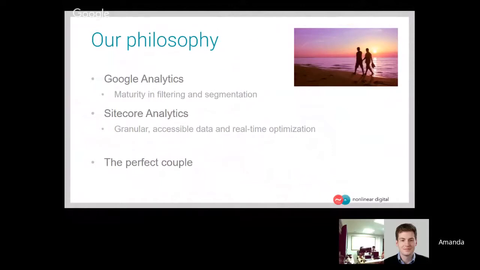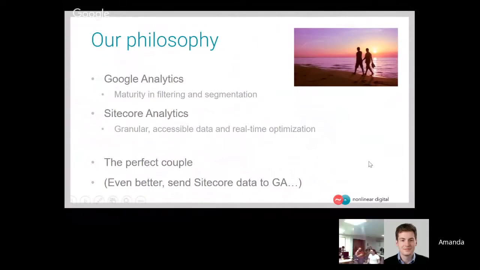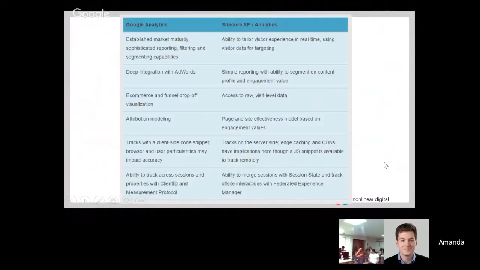Google certainly has a very established maturity in things like filtering, segmentation, and integration with AdWords, and Sitecore Analytics is a very good buddy and gives us granular data and real-time optimization. And if you want, you can even make it a tighter link and send Sitecore data to Google Analytics itself. Again, we find that these are the perfect couple together.